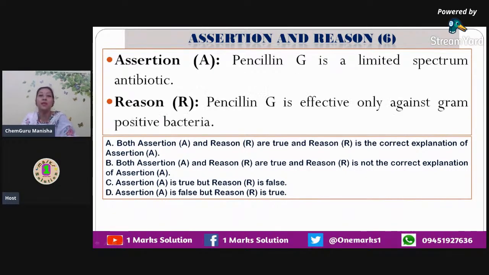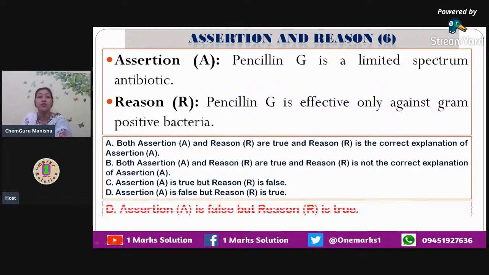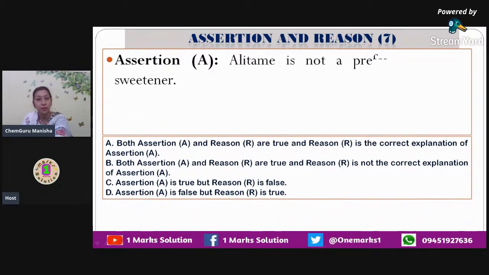The sixth statement that we have is: penicillin G is a limited spectrum antibiotic. Antibiotics are coming up in the news everywhere, so we understand what antibiotics are. They act against microbes, so they are kind of antimicrobials. They have limited spectrum, that is false. They are broad spectrum antibiotics. And the reason says penicillin G is effective only against gram-positive bacteria, that is true. So if it had been written that penicillin G is a broad spectrum antibiotic, we would have written assertion true. But right now, assertion is false and reason is true.